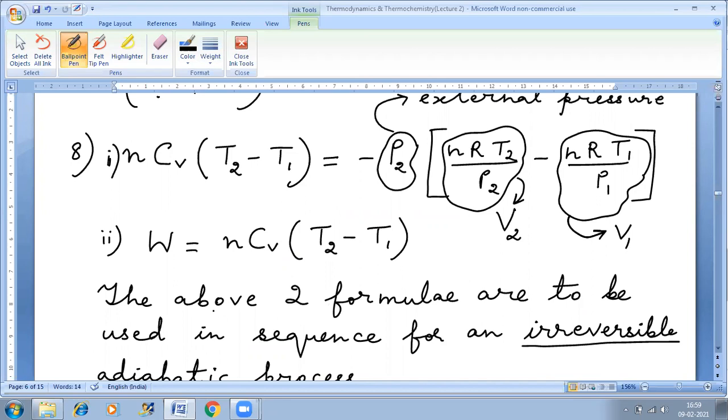And then once you have calculated the value of T2, then we can use W is equal to nCv (T2 minus T1). So if we are asked to find out the work done in an irreversible adiabatic process, then first use this and then use this.